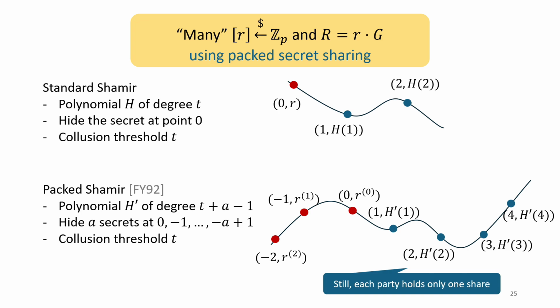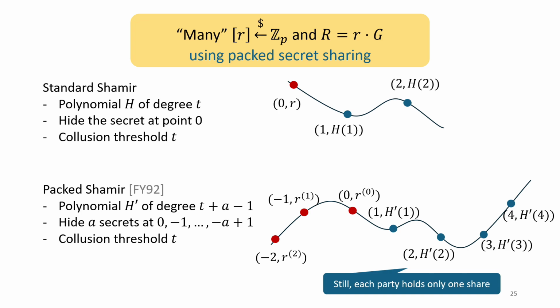OK, so now we're going to extend the previous protocol to compute many pre-signatures. And the main trick is packed secret sharing. So in standard Shamir secret sharing, we hide the secret at the point 0, and then define the shares at point 1, 2, and so on. So the red points here are secrets, and then blue points are shares.